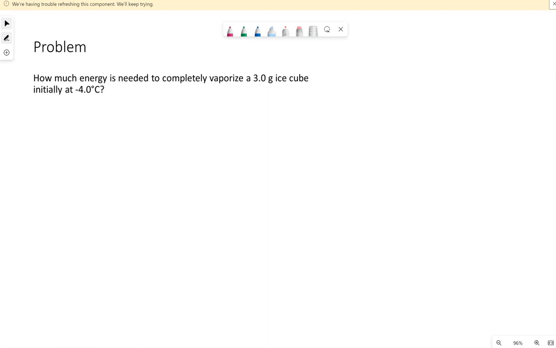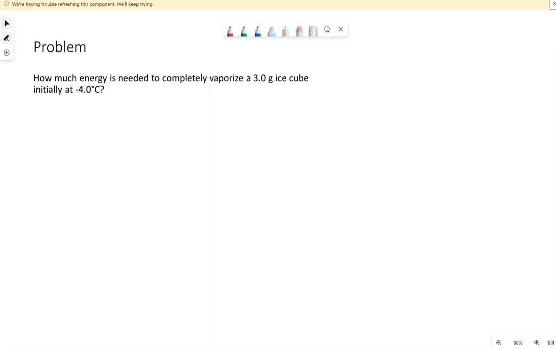So this problem: how much energy is needed to completely vaporize a 3-gram ice cube initially at -4 degrees Celsius? So we have a little ice cube. We need to get it to its melting temperature and then melt it, and then get it to its boiling temperature now that it's liquid water, and then vaporize it, turn it to gas.